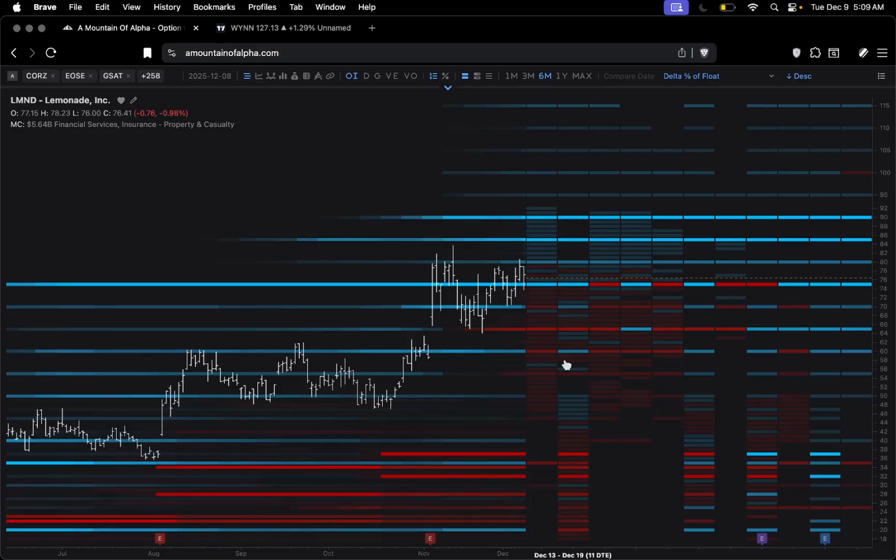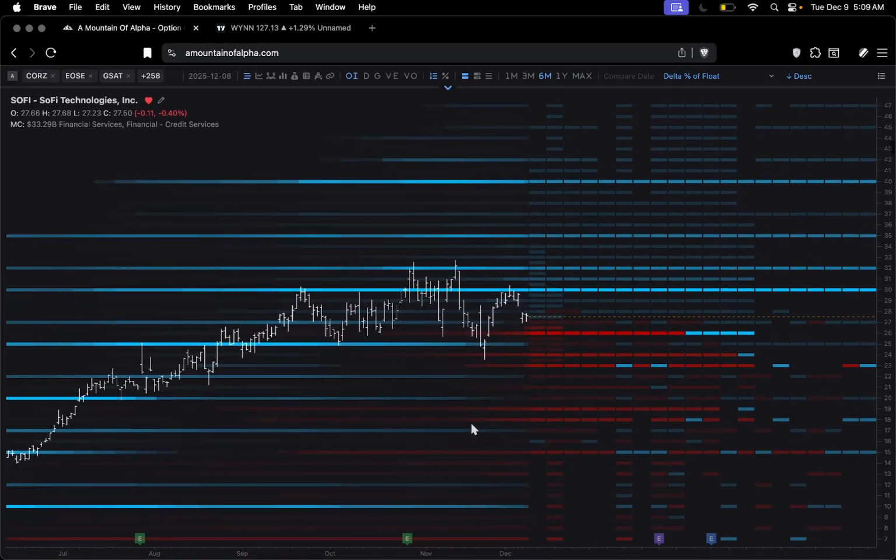Lemonade, really popular name. So this looks like there's a lot of resistance up here at 90. So this will probably just chug itself all the way up into the 90 zone. It doesn't really look like a trade. You're not going to make much money in options doing that.